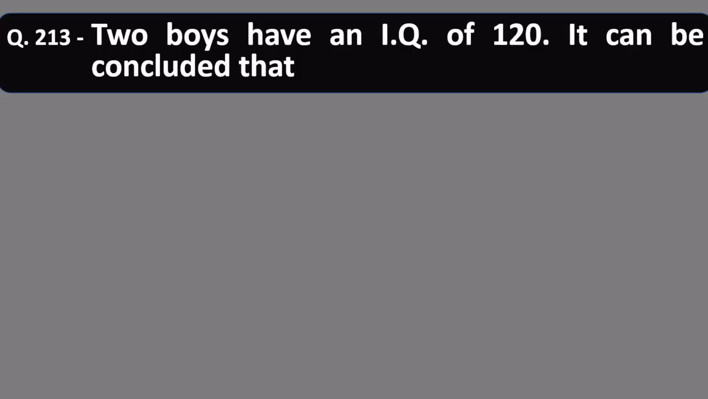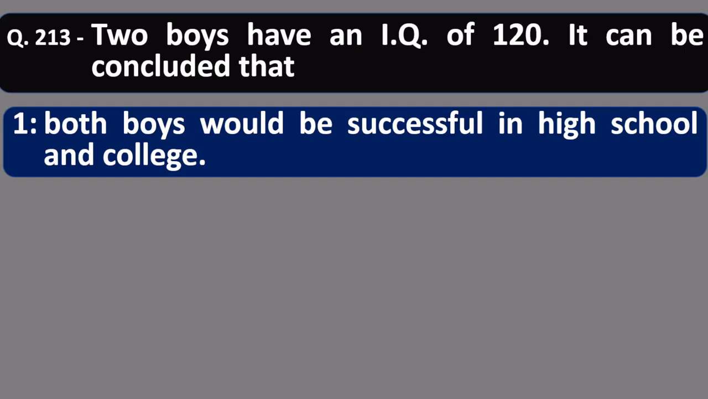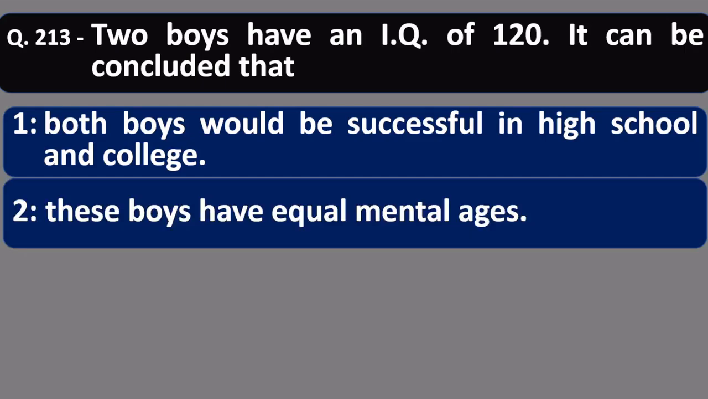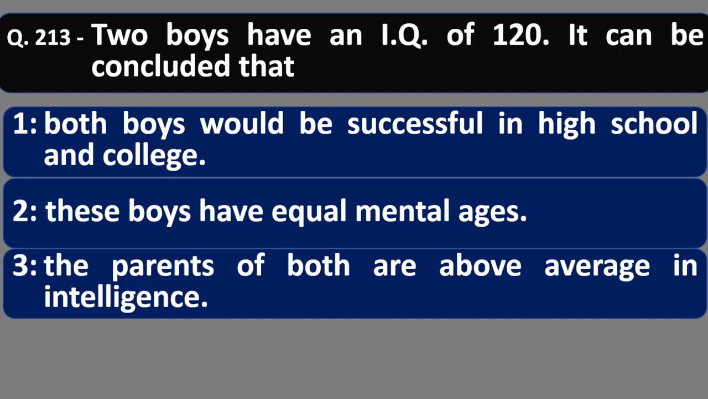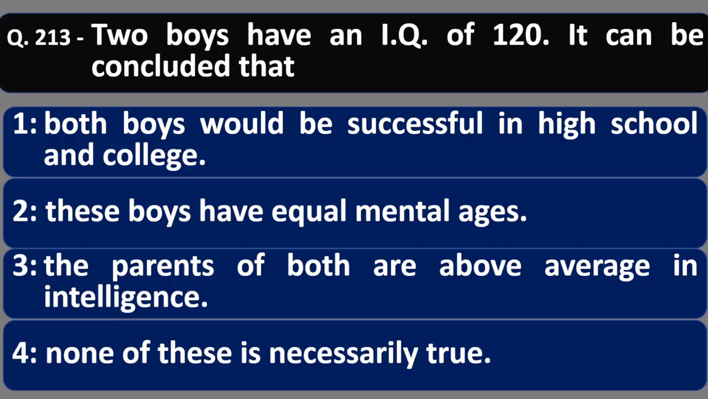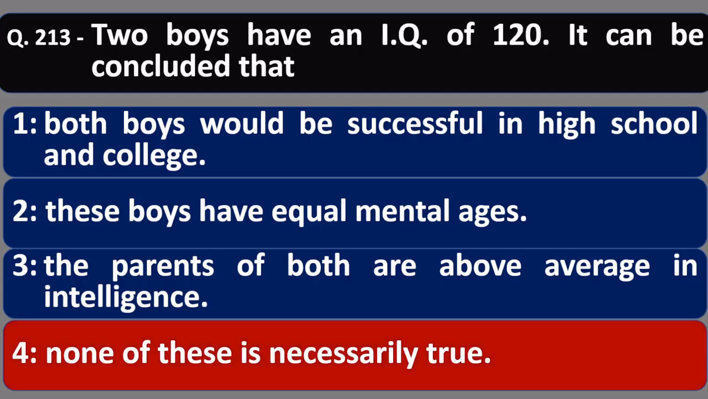Question 213. Two boys have an IQ of 120. It can be concluded that: number 1, both have the equal IQ, 120. Number 2, both boys would be successful in high school and college. Number 3, these boys have equal mental ages. Number 4, the parents of both are above average in intelligence. Option 5, none of these is necessarily true. The last option is correct. None of these is necessarily true. It may happen or may not happen.